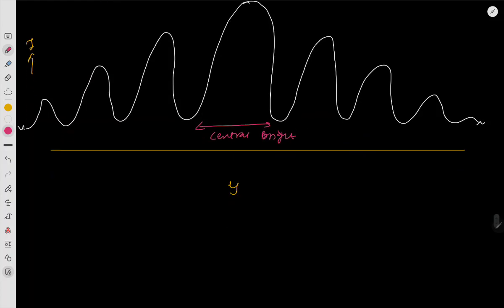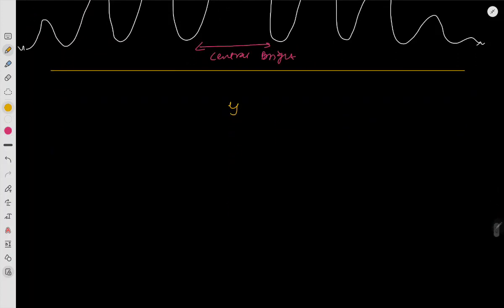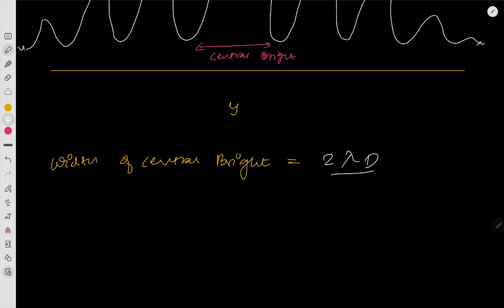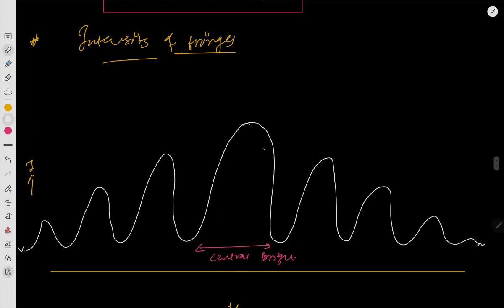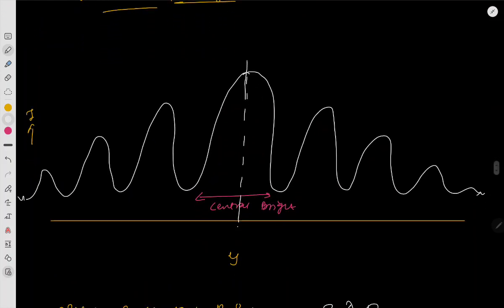So the brightest fringe is our central bright, and the width of central bright is twice the normal width. So width of central bright is equal to 2 lambda D by d. This is found by experiment. This is where we bisect the graph.